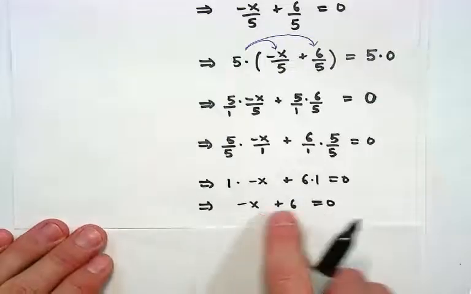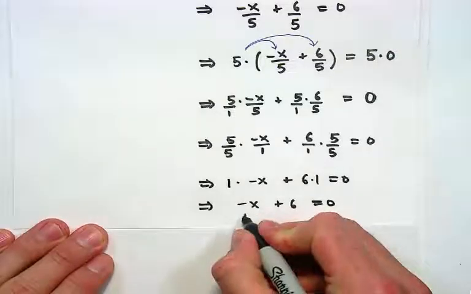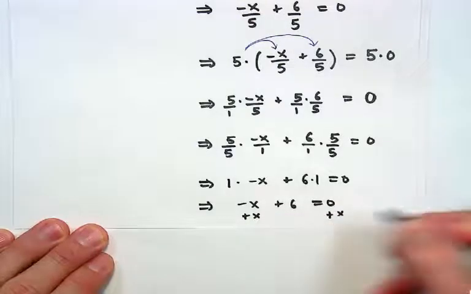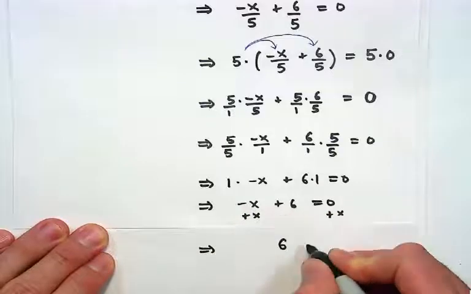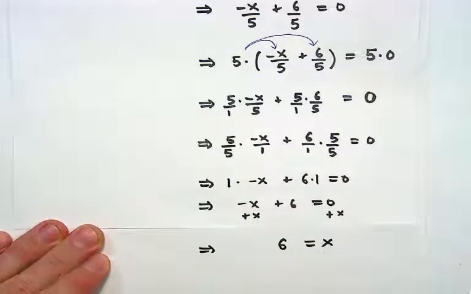I want to get the x over on the other side. In this case, I'm going to add x to both sides, and I see that negative x plus x is 0. 0 plus 6 is 6. x equals 6 on the left-hand side.